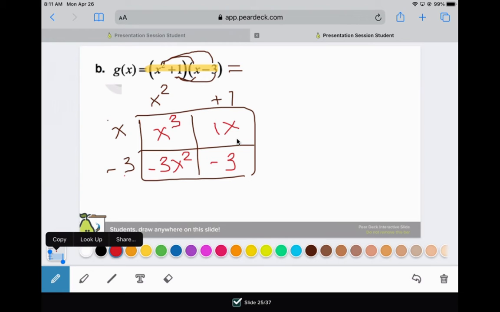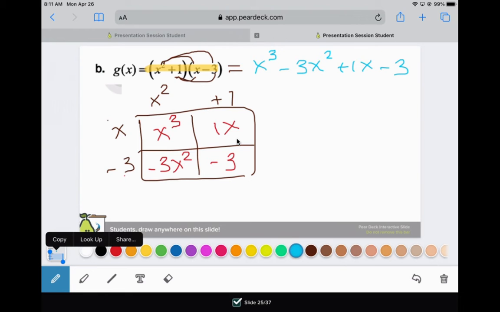Okay, so now I would turn this into a polynomial. Do I have to write this in order? You don't have to, but it'd be nice if you list them in the order of the power. It won't hurt. So now my polynomial is x to the third minus 3x squared plus 1x minus 3.